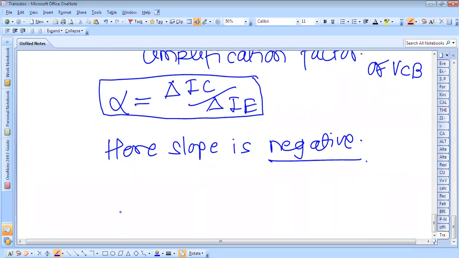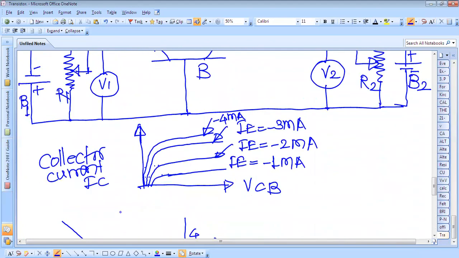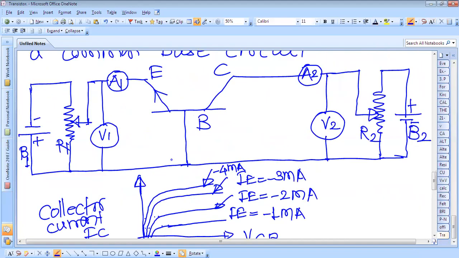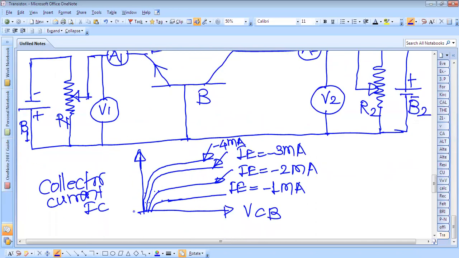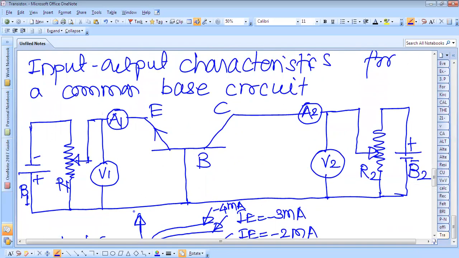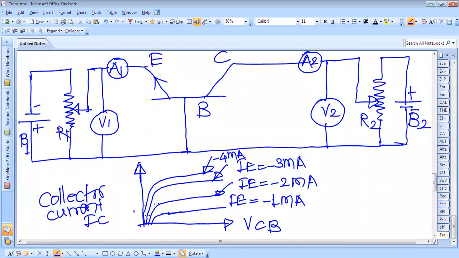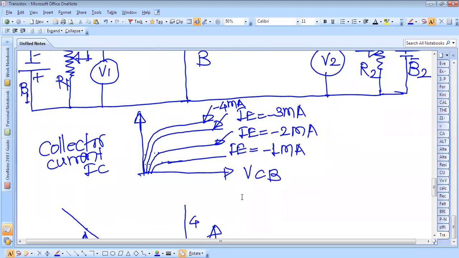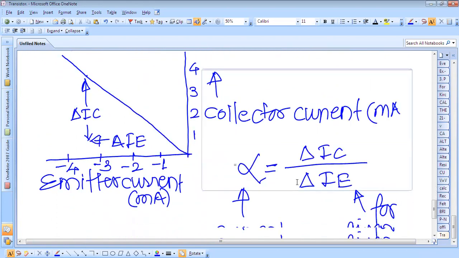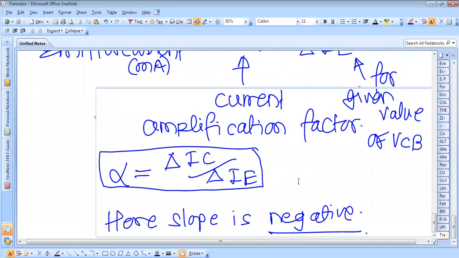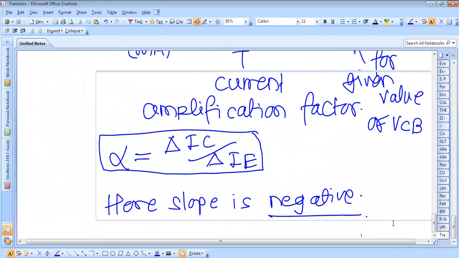So this is all about the input and output characteristics. This is called the input characteristic because this is related to the collector current and emitter current, and this is the collector base voltage. This is also known as the static characteristics for the common base circuits.